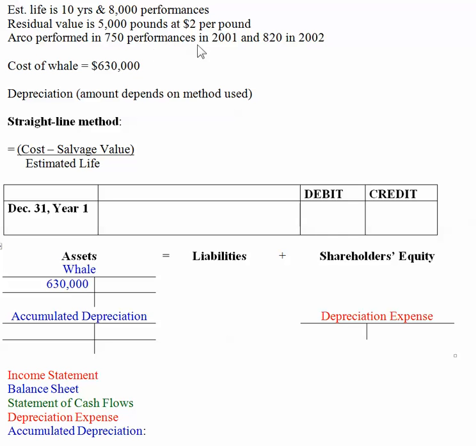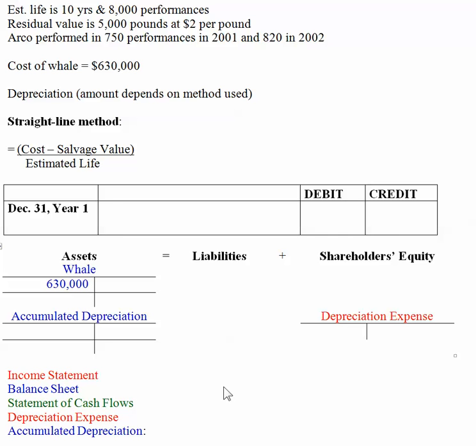This is information we actually don't need for this video, but will for another one, and that just basically tells you how much the whale performed in the first 2 years of its life. So if you can recall, in the previous video we bought the whale and we had to include all the costs to get the whale in place and ready to perform or ready to use. So that was a total of $630,000.